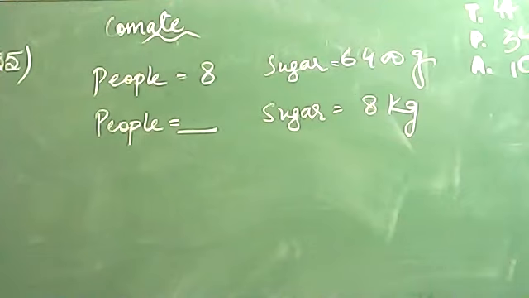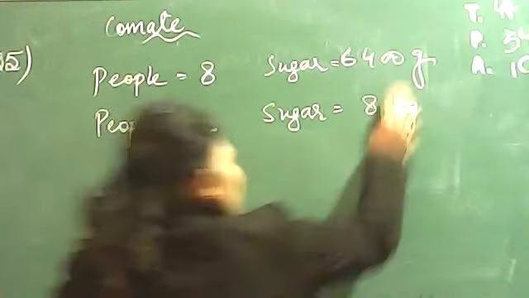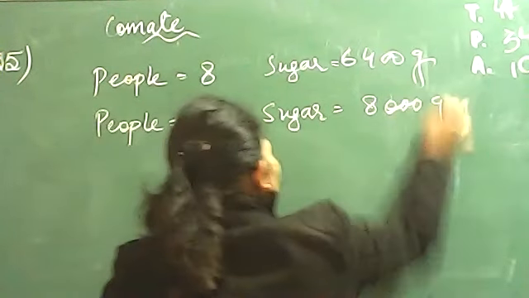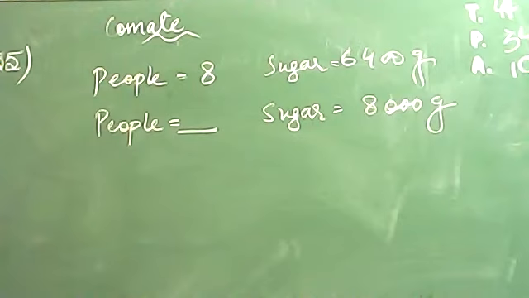Can you tell me 1 kg is equal to how many grams? 1000. K word comes for 1000. Okay, so 1 kg means 1000 gram. So in place of 8 kg, what can I write? 8000 gram. Okay. Now one step is done.